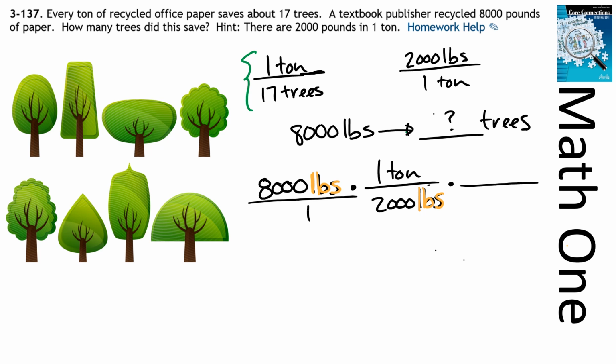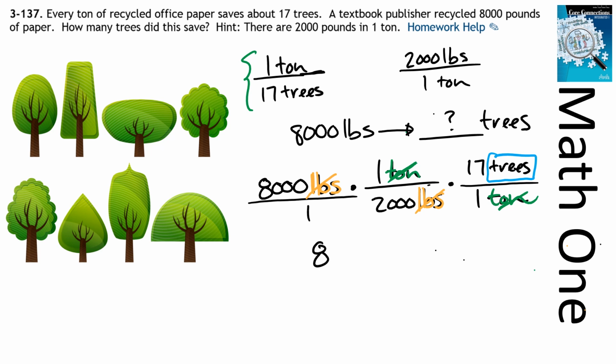So I'm going to do one more multiplication. I'm going to multiply it by this giant one: 17 trees is equivalent to 1 ton of saved paper. Again, you can see I've got a ton in this numerator and a ton down here in the denominator. Of all the units I have left over, the only unit that's left is trees, right? A ton over a ton is a 1, and these form a giant 1.